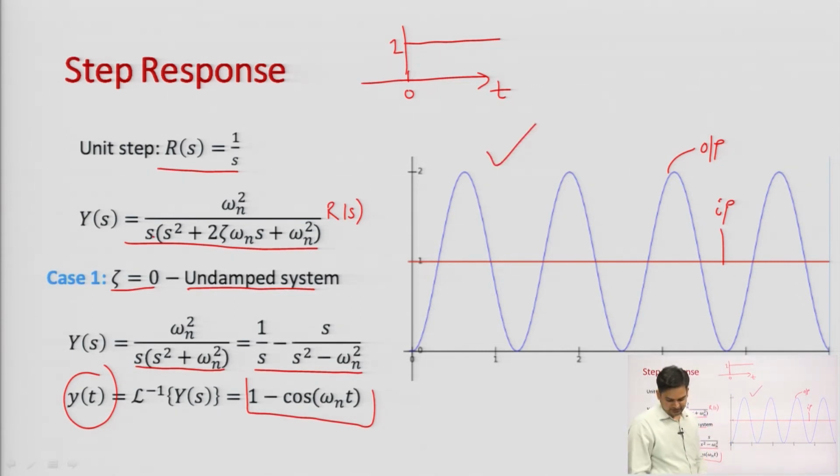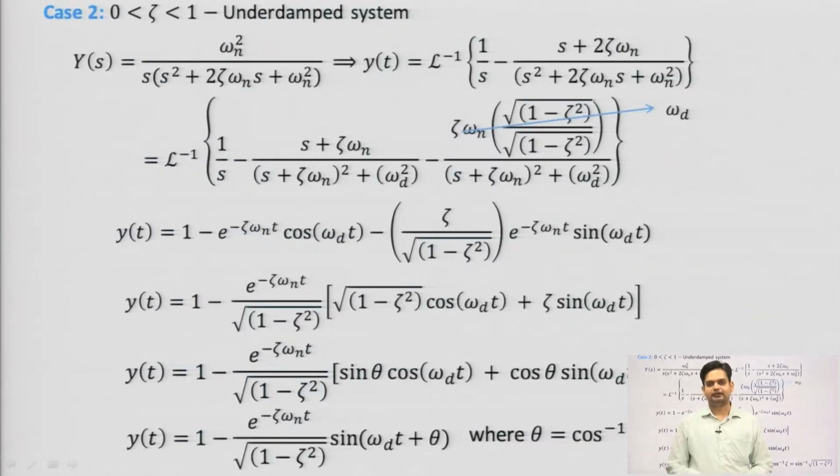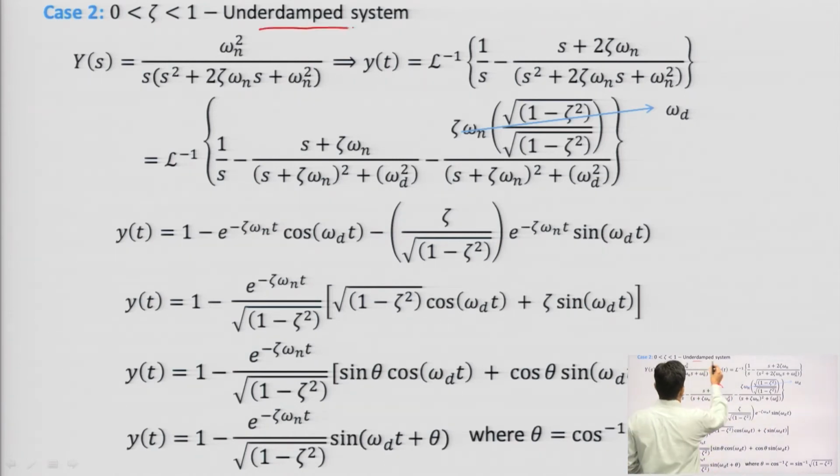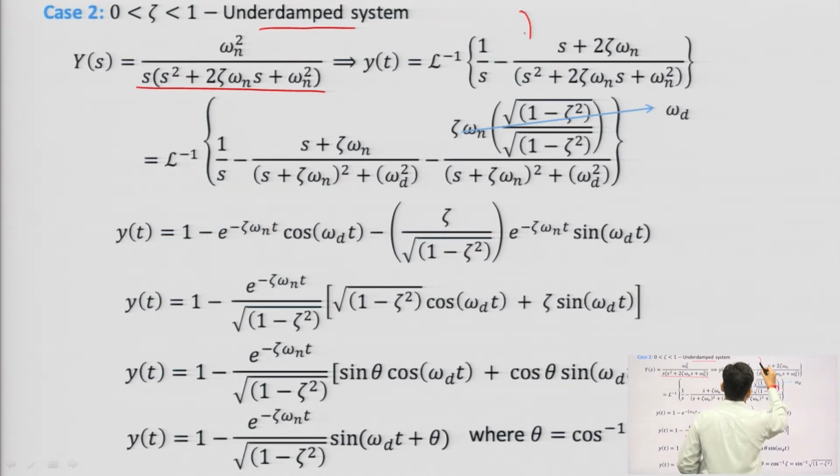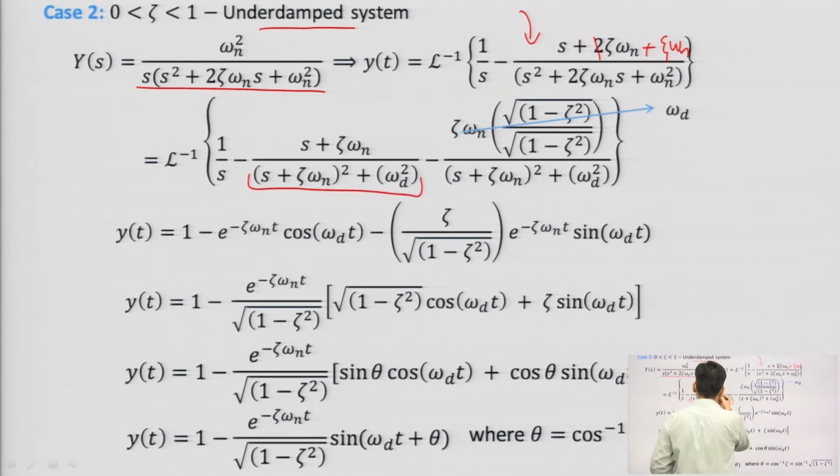Now, we are very interested in what will happen when I apply zeta less than 1 but its value is greater than 0. Okay. So, this will be the underdamped system, this will be the expression, my input would be 1 over s. After partial fractions, I will obtain it. Now, further I can simplify it: this 2 zeta omega n can be written as zeta omega n plus zeta omega n. Okay. And this term we had seen in the previous slide how to obtain it.